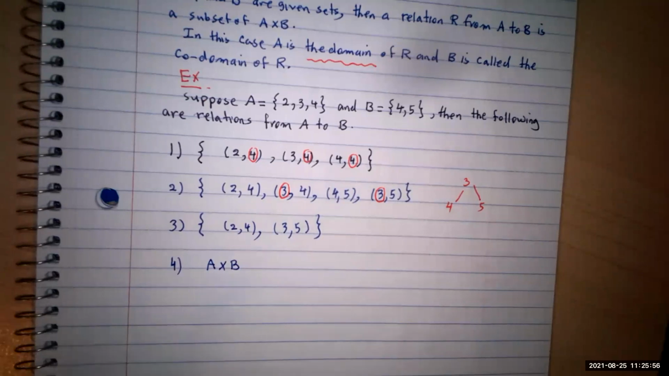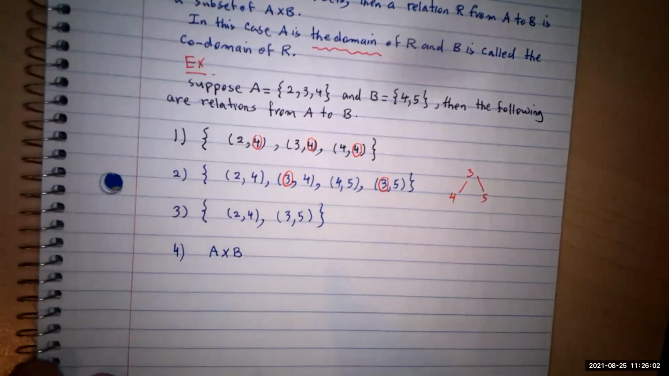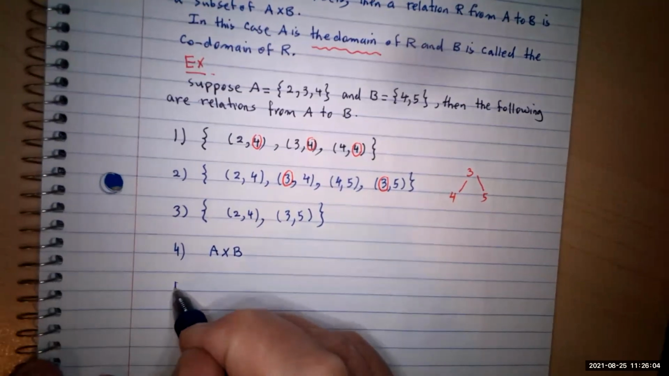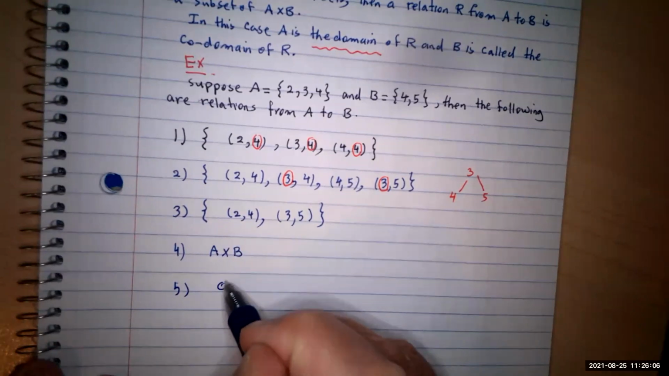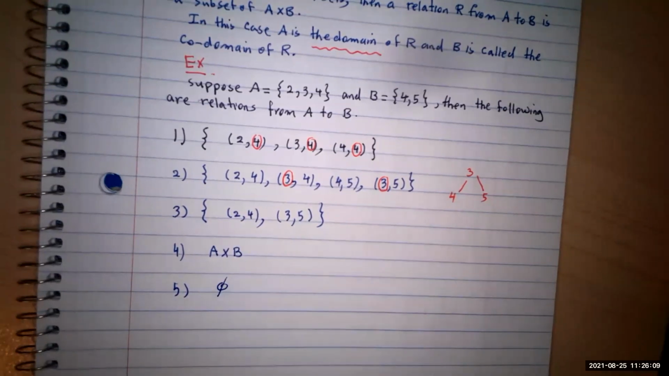So A cross B means you have to list all the members. You know that you're going to have 6 elements. So that would be a relation. The other obvious one, we call them trivial ones, is the opposite: just the empty set. The empty set is a subset of A cross B, and every subset of A cross B is considered to be a relation. Okay, any question?